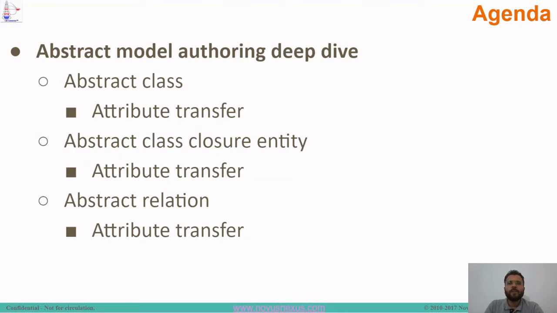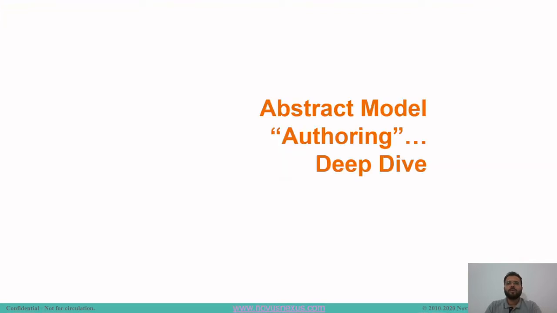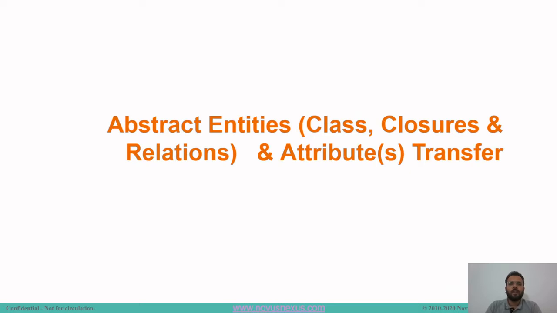There are some definitions and rules that need to be understood thoroughly, which will help to author the abstract models effectively. So let's see those rules in detail. So, abstract model authoring deep dive. Here we will see abstract entities like class, closure and relation, and how the attributes are transferred from abstract entities to real geometry, in today's session.